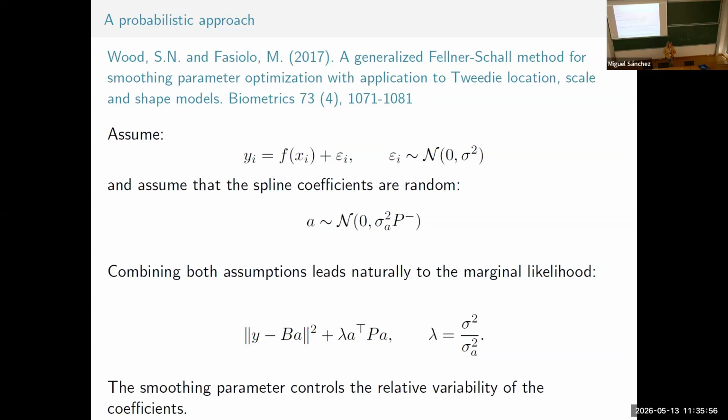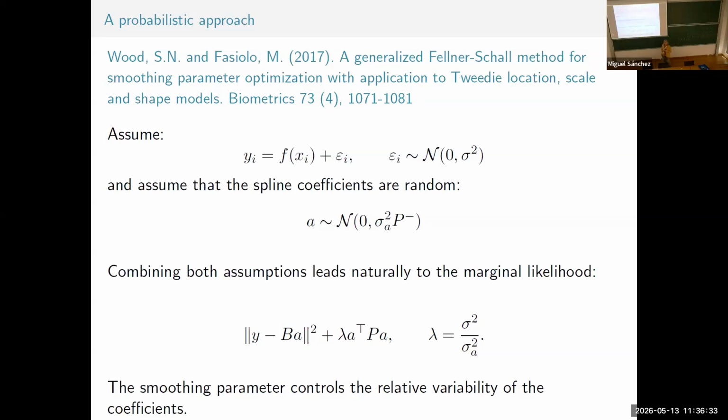What is the beauty of this? First, in the likelihood setting, I have a joint distribution for my response and my coefficients, and then I have a marginal likelihood. The marginal likelihood is exactly the penalized least squares. But the beauty is that the smoothing parameter now has a meaning. It's the ratio between the error in the data divided by the variability of my coefficients.